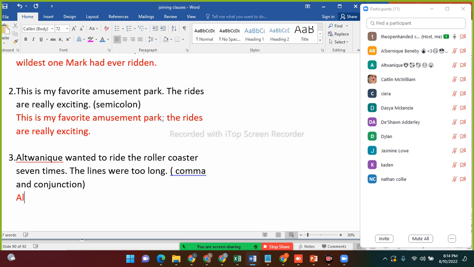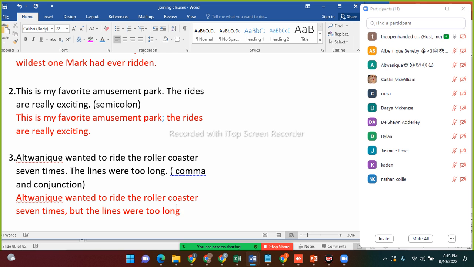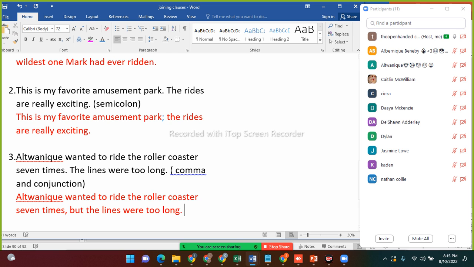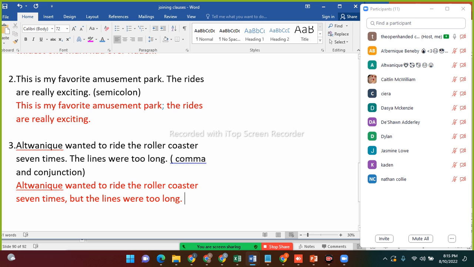So you can say, Altonique wanted to ride the roller coaster 7 times, comma, but the lines were too long. All right, so that's important.